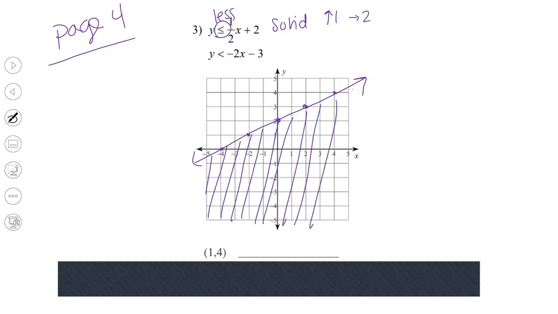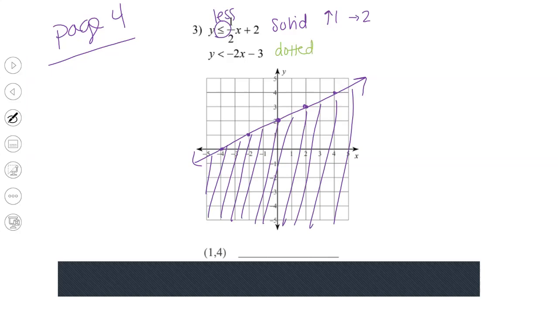Y'all would be very wise if you did one line, shade that line. Do the second line, shade that line. Don't try to do it all at the same time. Okay? All right, I'm going to use green. Y is less than negative 2x minus 3. I know it's going to be a dotted line because it's less than.